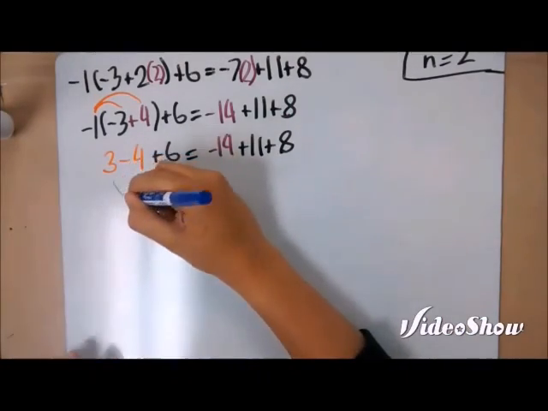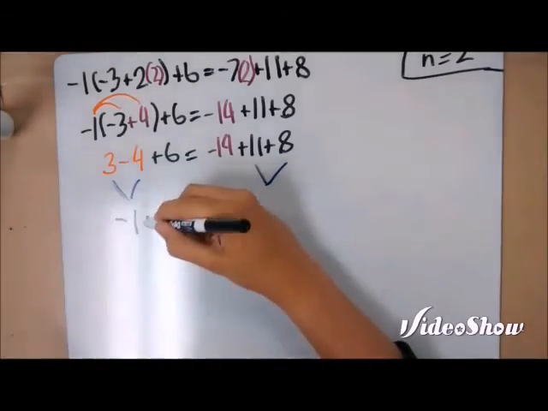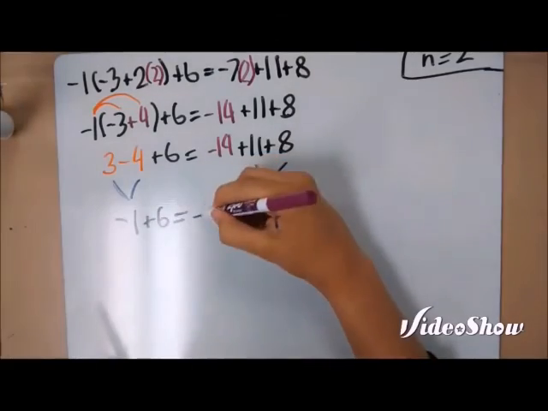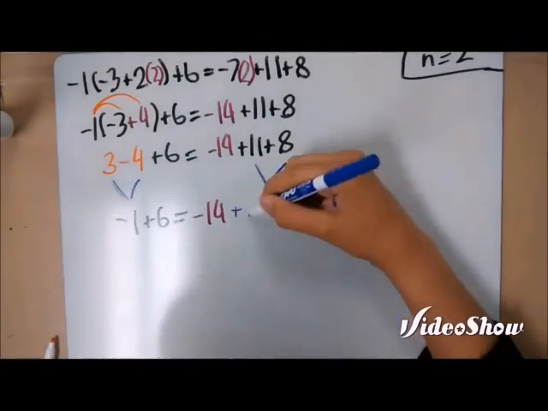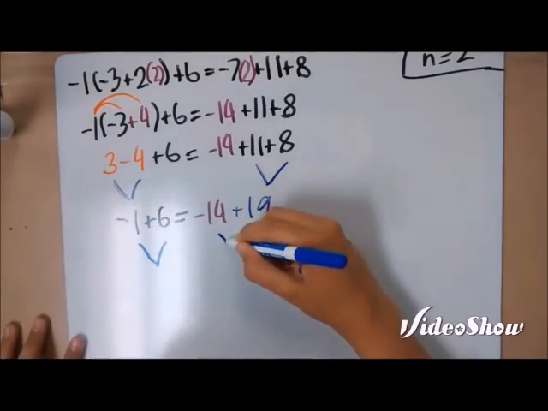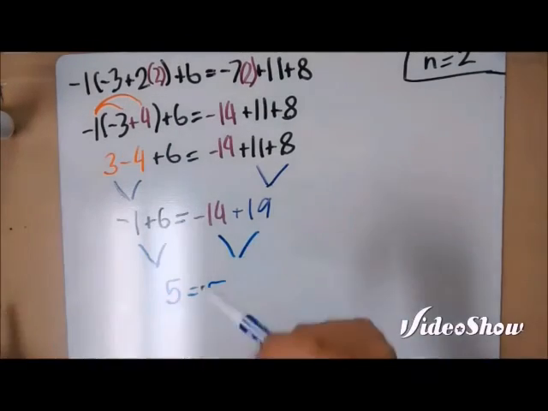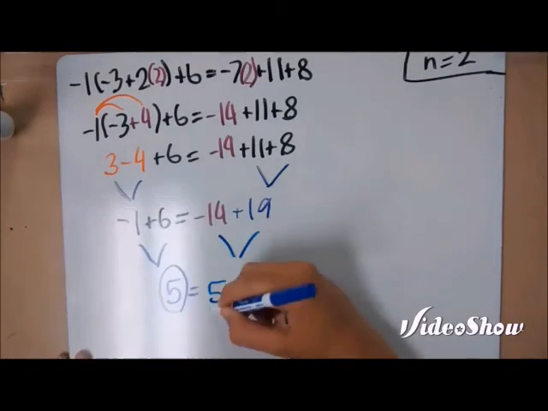Now we combine some of the like terms on both sides of the equal sign, which leaves us with negative 1 plus 6 equals negative 14 plus 19. Now we combine the rest of the like terms, which leaves us with 5 equals 5. This is a true statement, so it is correct.